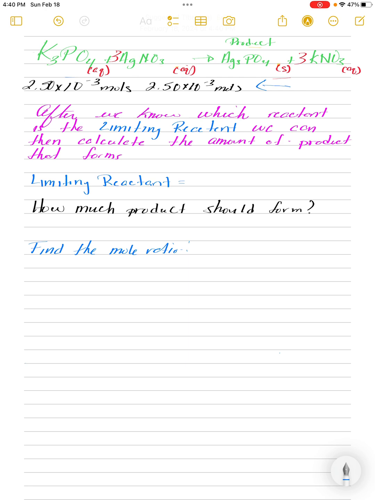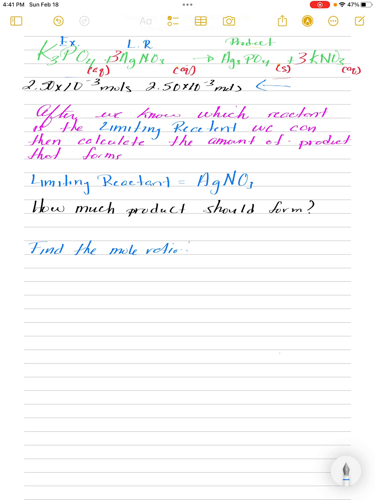Now, these notes are going to tell us what happens after we know which one is the limiting reactant. So the limiting reactant, remember, is the one that's going to run out first, and it's going to dictate how much product forms. So in our previous notes, we figured out that the limiting reactant was going to be the silver nitrate, right? So we said that this guy was going to be the limiting reactant, and this guy was going to be the excess reactant.